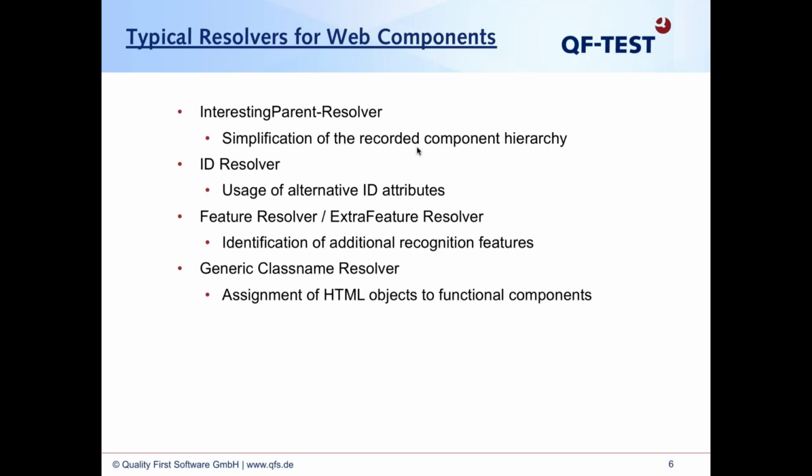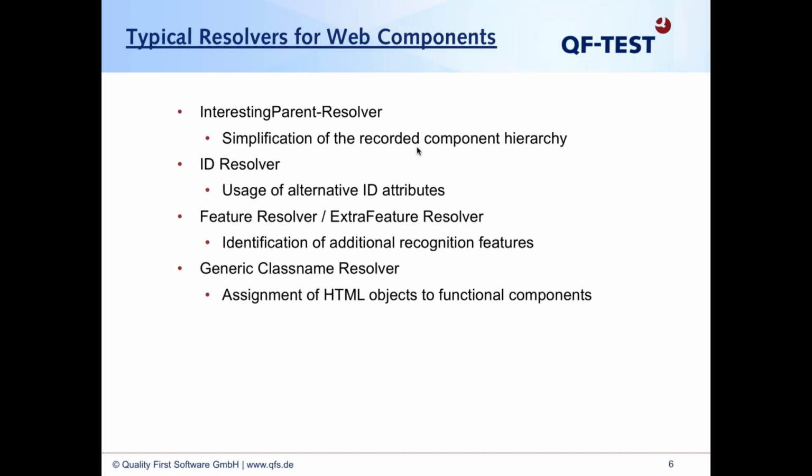And then normally, QFTest takes the ID attribute of a DOM node to make up the name of it for the components which are recorded then. But, well, if our framework doesn't like to set ID attributes, but sets something like super duper framework ID attributes, using an ID resolver, we can say, well, let's take this super duper ID attribute instead of ID to use that as a name for components.